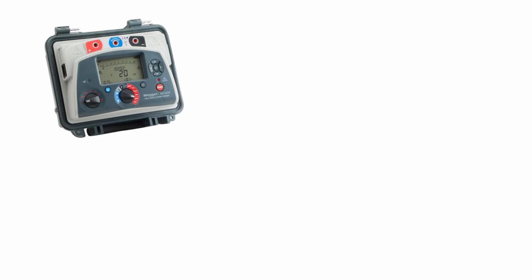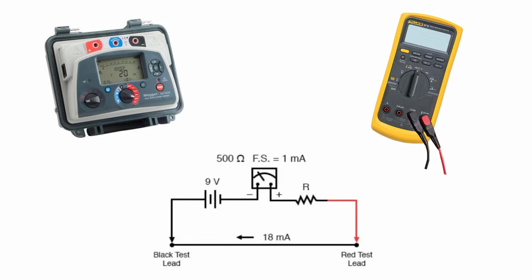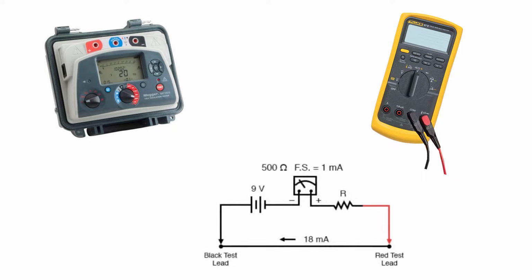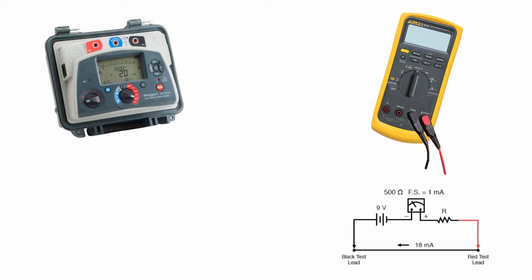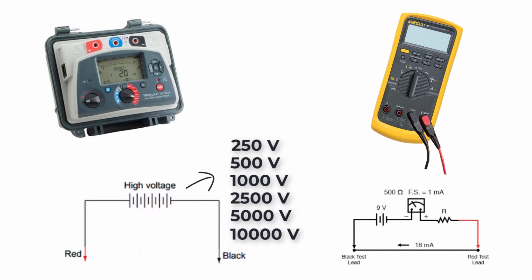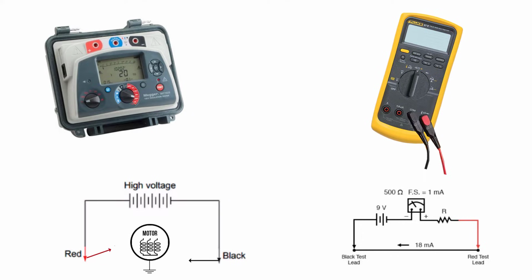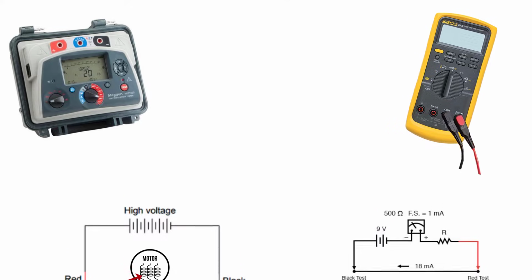An insulation tester is just like an ohmmeter. We apply a DC voltage source to de-energized equipment and then measure the current to calculate the resistance by dividing the generated voltage by the measured current. But the difference here is that the insulation tester generates much higher voltage, 250 volt or 500 volt up to 10,000 volt, to measure the resistance of insulation, not the resistance of a resistor like the multimeter, which generates only 9 volt. Let's take an example.